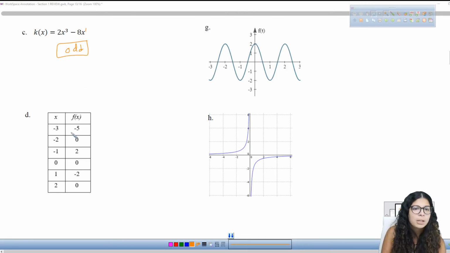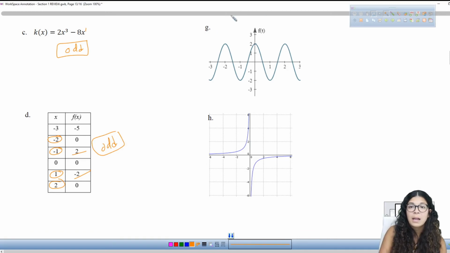All right, part D. Okay, let's look at opposing x values. So -1, 1, -2, 2. Okay, notice opposite inputs have opposite outputs, right? So if opposite inputs have opposite outputs, this is odd.